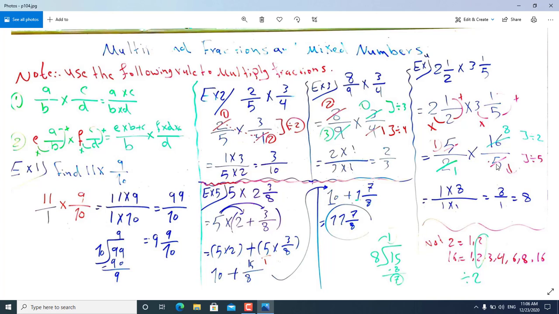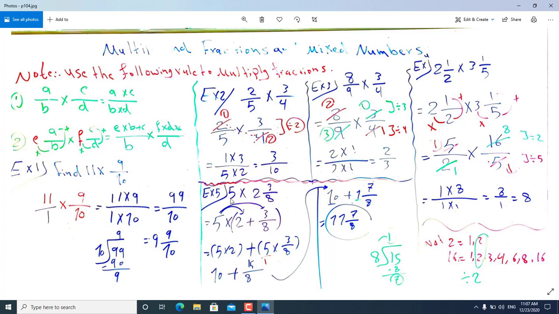We don't change the denominator. After that, we look at whether we can simplify. 5 and 5, we can divide by 5, so it will be 1. And 2 and 16 are even, so we can divide by 2. 2 divided by 2 is 1, and 16 divided by 2 is 8. Now we get the simplest fraction. 1 times 8 is 8, and 1 times 1 is 1. So 8 divided by 1 is 8.